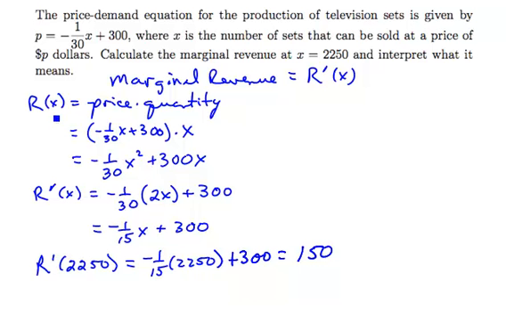So how to interpret this? Well, this means that the revenue is increasing, and it's increasing at a rate of $150 per TV when 2,250 TVs are being produced.